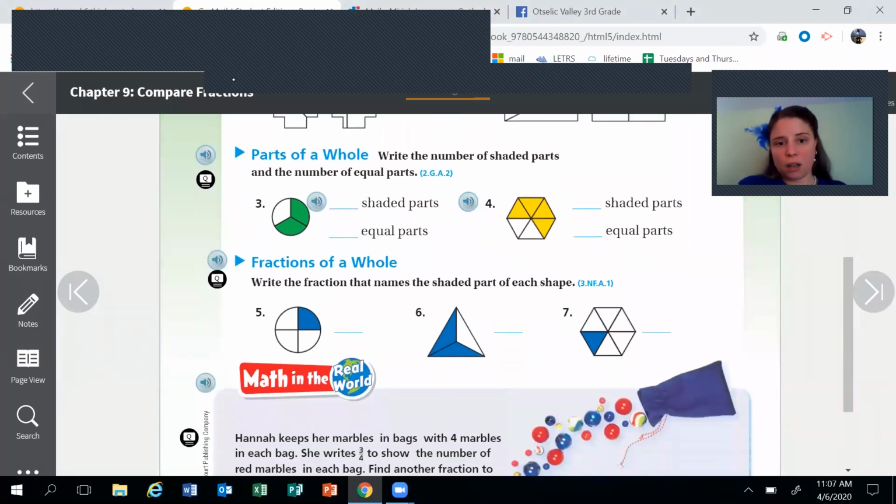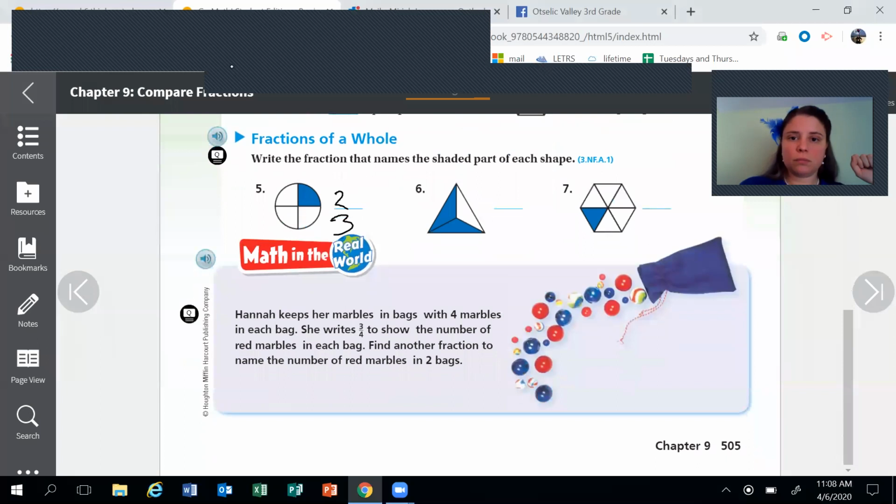The next one says parts of a whole. Write the number of shaded parts in the number of equal parts. Okay, so this one has, how many parts are shaded? 2, right? How many of the parts are the same size? 3. Okay, you're going to do the same thing for number 4. All right, so fractions of a whole, write the fraction that names the shaded part of each shape. You got this. You got this.